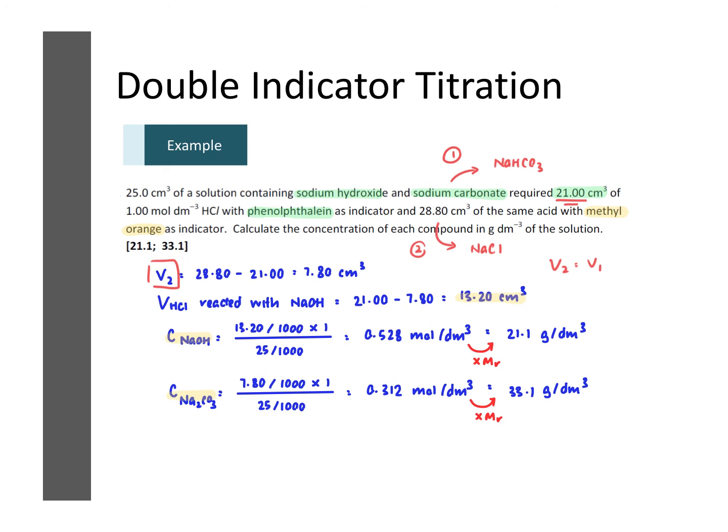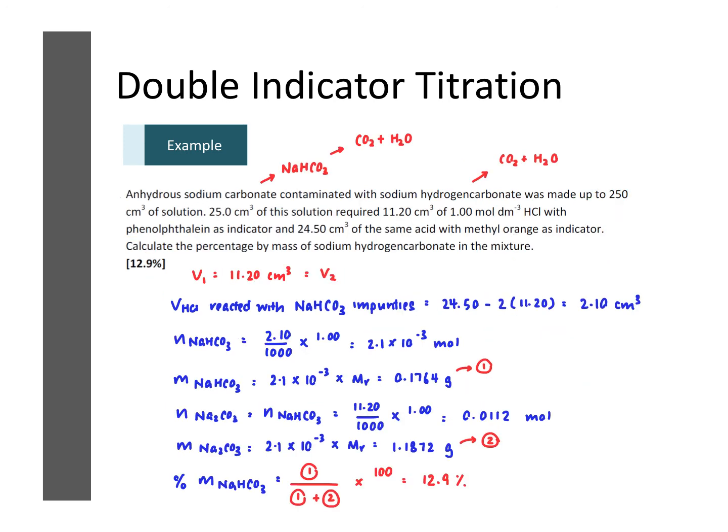Now in this question, they required you to leave your concentration in grams per dm cube. So it involves this additional concept that we have learned in O-levels, where to convert mole per dm cube to grams per dm cube, essentially we multiply by the molar mass.